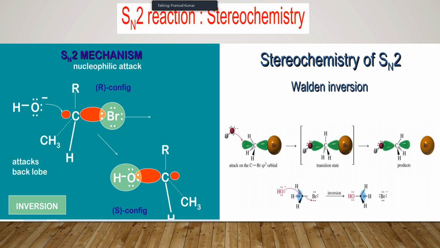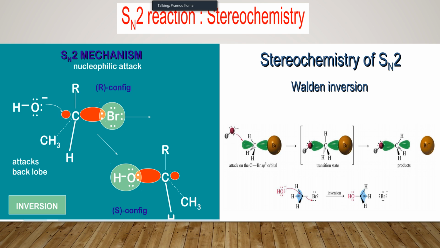charged. So they can't attack from the same side. If there is attack from the same side, there is repulsion and your reaction becomes very unstable. That's the reason why, in your SN2 reaction, the nucleophile attacks the substrate from the back side of the leaving group. So if your starting material is an R configuration compound, your product will be of S configuration.